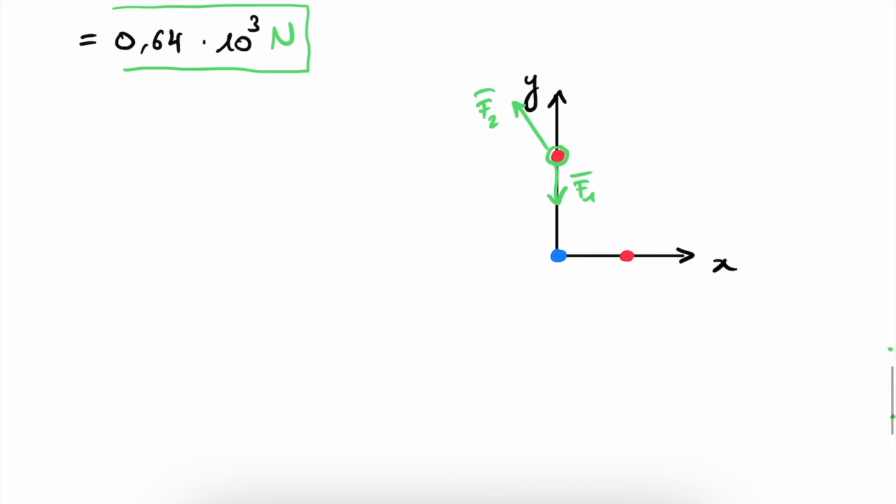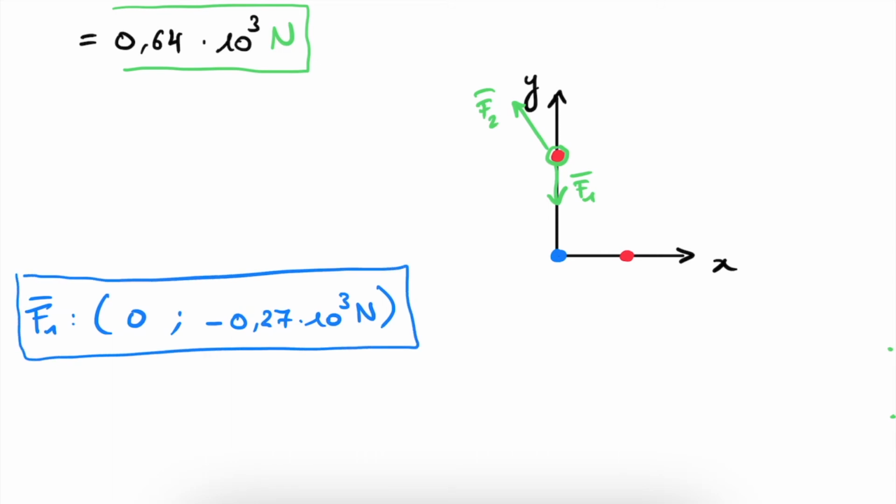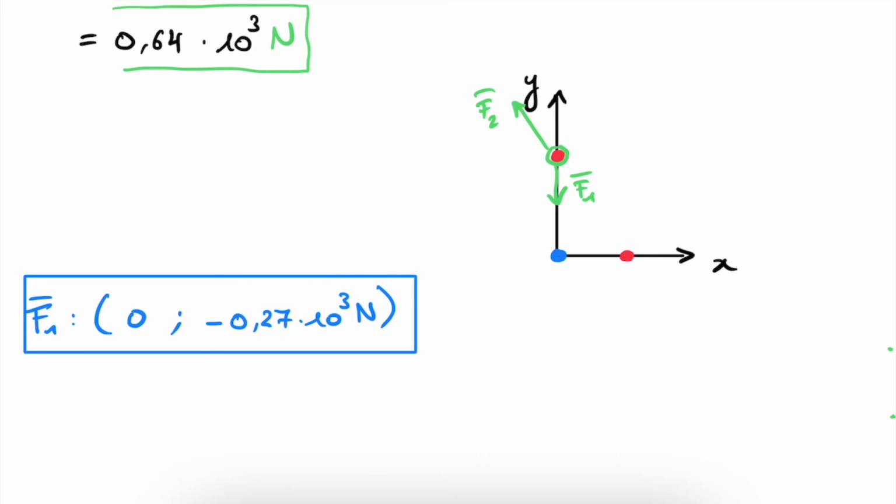So let's see what this gives us. For F1, we have 0 for the x component, and this means that the entire magnitude of our vector, which we calculated, will have to be in the y direction and in the negative y direction. So we've calculated the magnitude of this vector F1, and we found it to be minus 0.27 times 10 to the power of 3 Newton. And this is already the result that we have, because this is the complete vector of this attraction force between the negative and the positive charge.